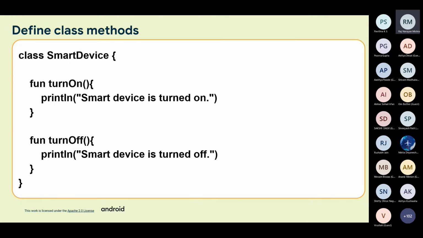Now how to define the class method? The class smart device. Now I have made the method fun turn on. It's just how to turn on the device. Now println smart device is turned on. Yeah, work is done. Other function fun turn off. Then print smart device is turned off.